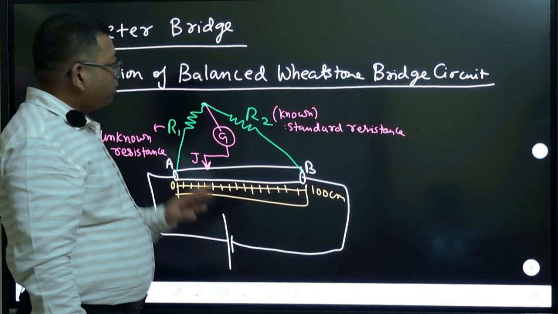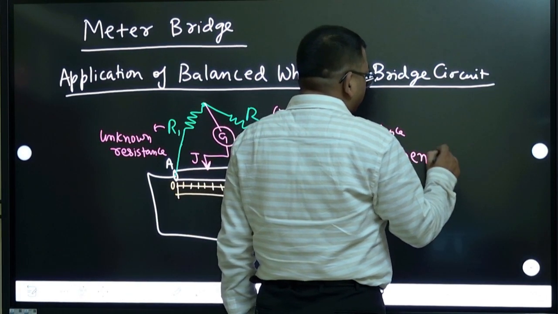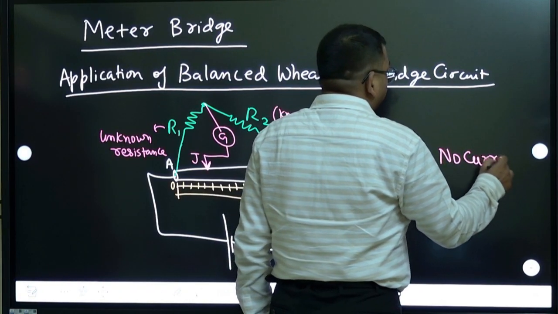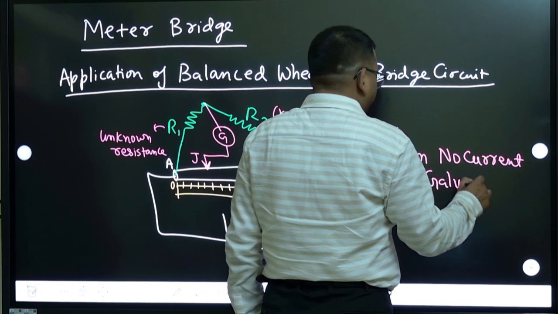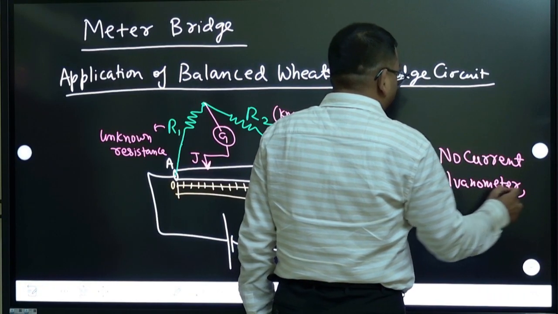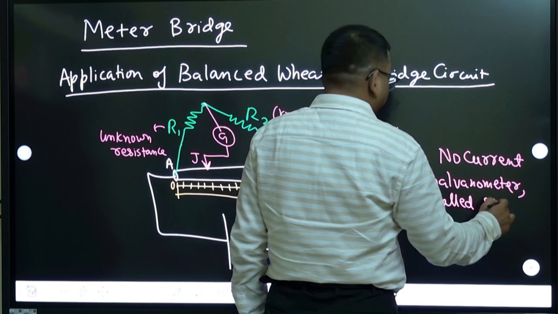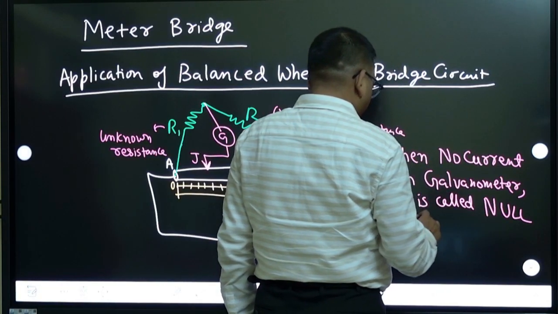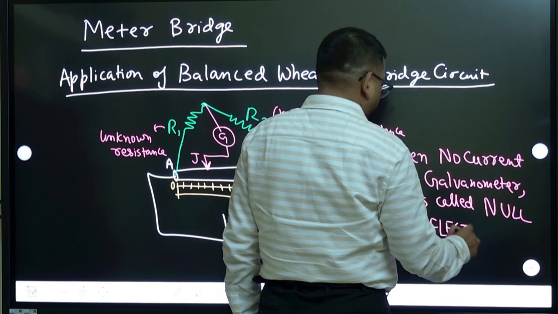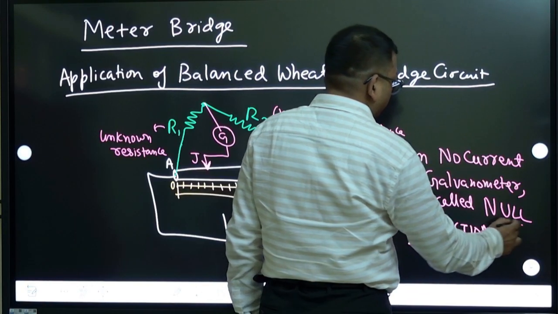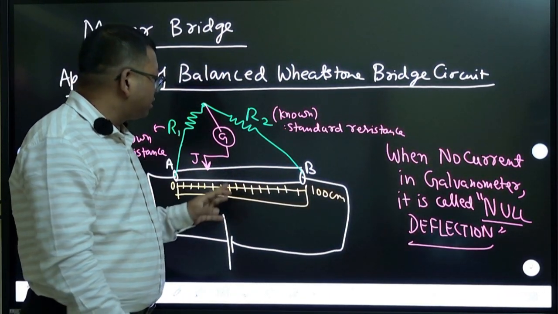Okay, so when the current in the galvanometer is 0, when there is no current in the galvanometer, it is called null deflection. Null deflection means no current in the middle branch.